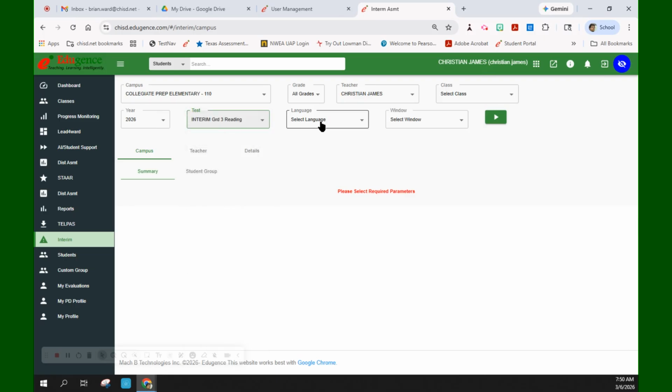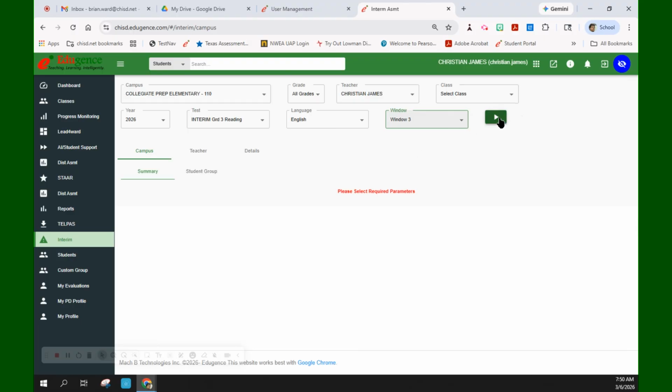Now, I do have to answer these. So under language, this was English. And under window, remember when it comes to the interim assessments, because we took them in the spring, all of our reading and math assessments are under window 3. All of our science and social studies are under window 2. This is reading we're looking for, so we're going to go to window 3. If you don't go to the right window, you will not pull up data correctly.